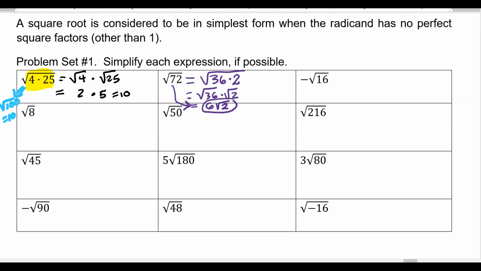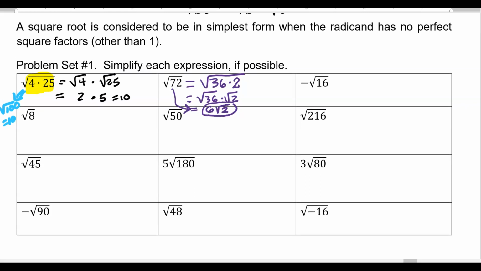Moving on, we have a negative square root of 16. Now that is like negative 1 times the square root of 16. Notice that the negative is not under the radical. It's on the outside of the radical. So we're just going to simplify the radical and multiply it times that negative 1. Now the square root of 16 is 4. So therefore negative 1 times 4 is negative 4.